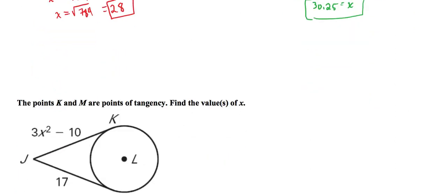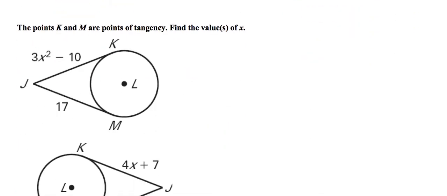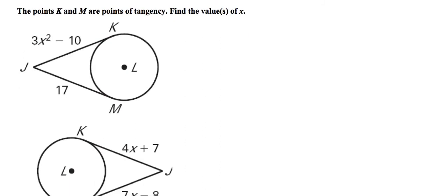Alright, I am going to proceed here with the next example. K and M here are points of tangency on circle C. Find the value of x. Well, remember, there's a theorem that we can use here. Because the points K and M are both points of tangency on circle C, JK and JM must be segments of tangents. So by the theorem that we learned earlier, these two line segments must be equal to each other.